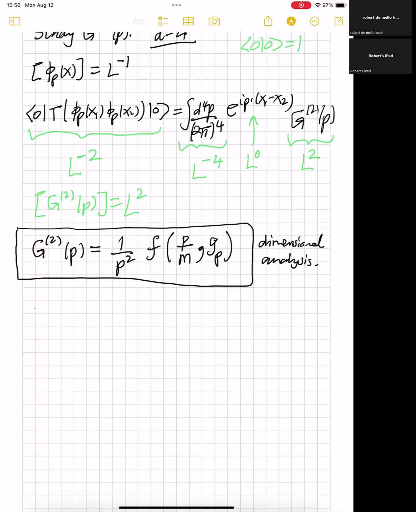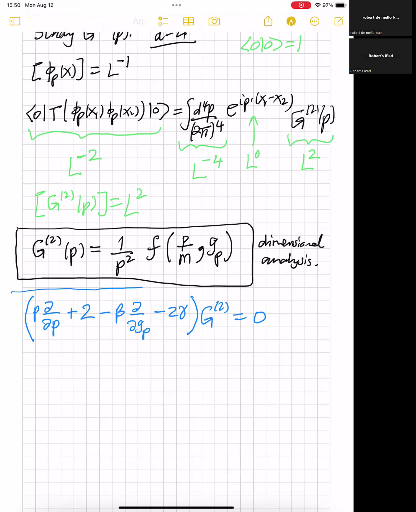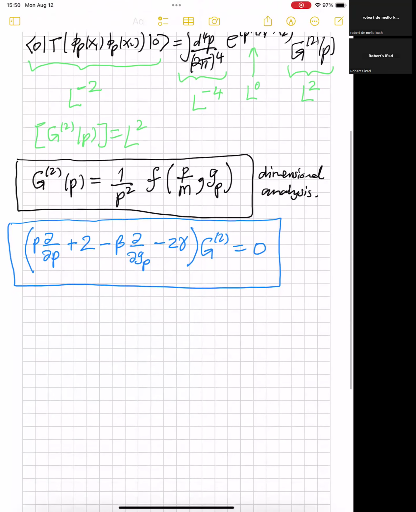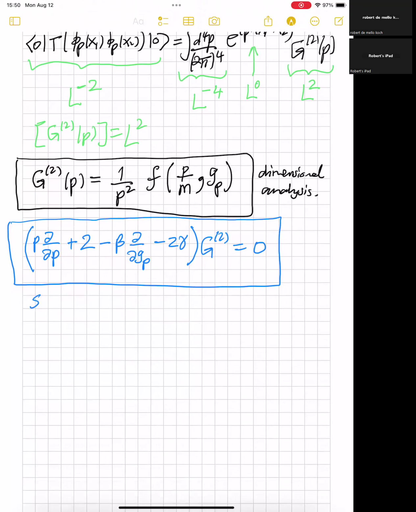The result of this exercise is that the Callan-Symanzik equation becomes P d by dP plus 2 minus beta d by dg_p minus 2 gamma onto G2 is equal to 0. Good. Okay, so as I said, this is all just dimensional analysis. Now, all I want to do is write down a solution to this last equation. So the solution is the following.